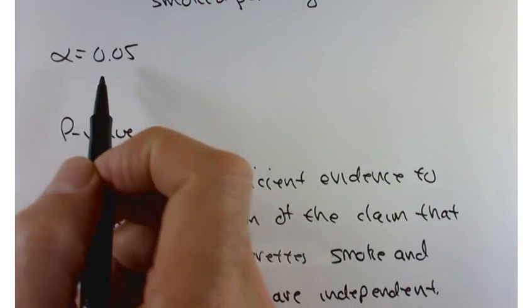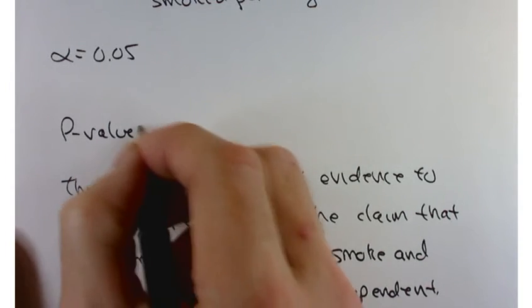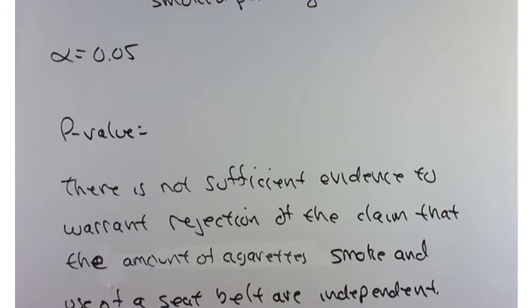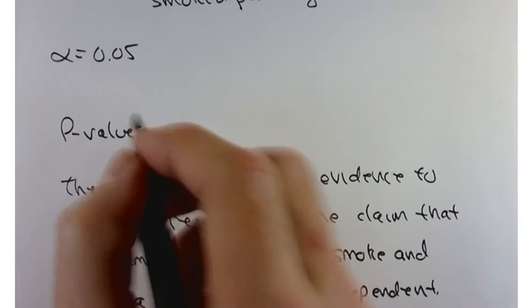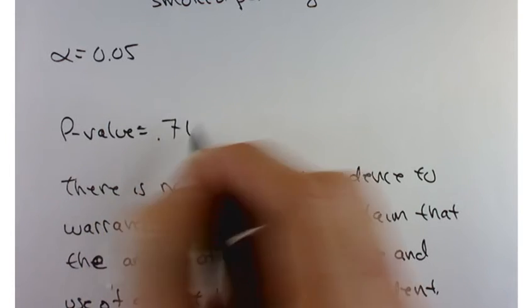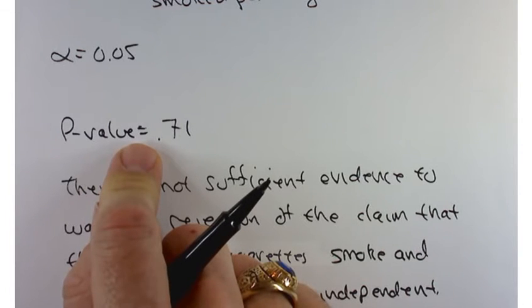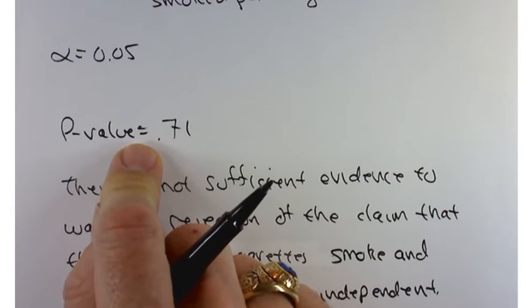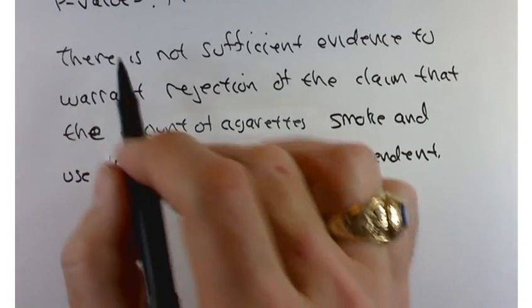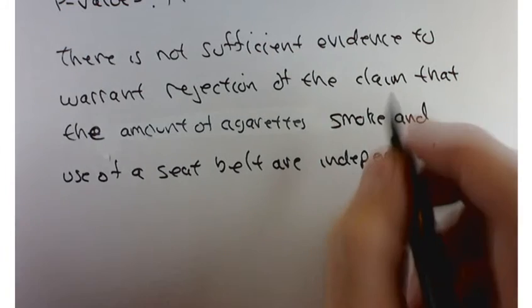You're good? 0.71. Now, with that p-value, are you going to reject or fail to reject? Fail to reject. Good. So there is not sufficient evidence to warrant rejection of the claim that the amount of cigarettes smoked and use of seatbelt are independent. You can say that in a variety of ways. I came by each of you and looked at what you had. But basically, there's no association. These two variables are independent. Some wording to that effect should be your conclusion.